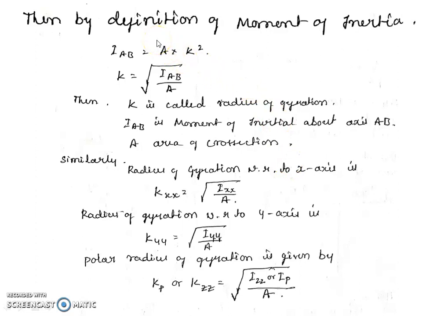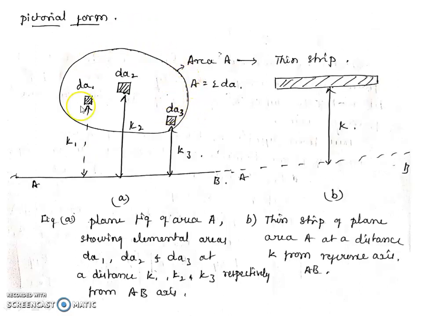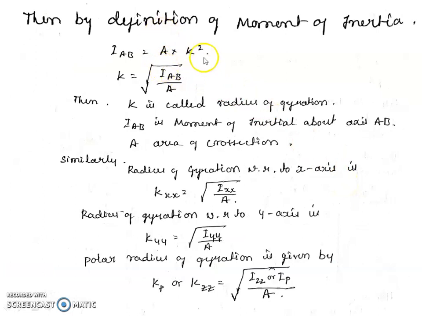As I told, from the definition of moment of inertia, IAB, that is moment of inertia about AB, is equal to area into k square. This is the perpendicular distance, the CG of this thin strip with respect to the AB axis: area multiplied by the square of the perpendicular distance. Hence k is equal to root of IAB by A. The equation becomes like this. This k is called radius of gyration. IAB is the moment of inertia about axis AB. A is the area of cross section of the geometry.